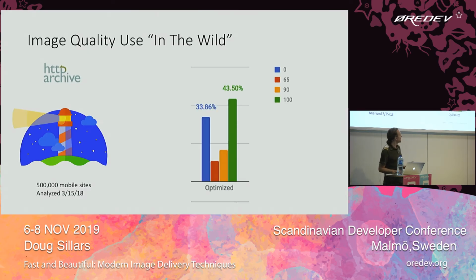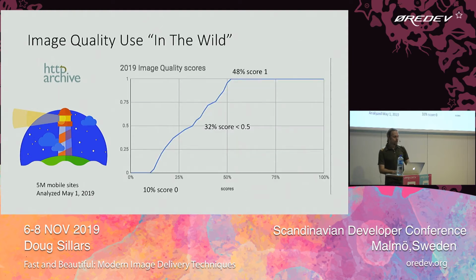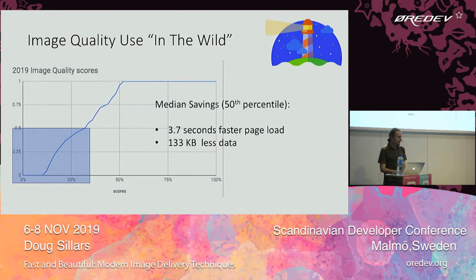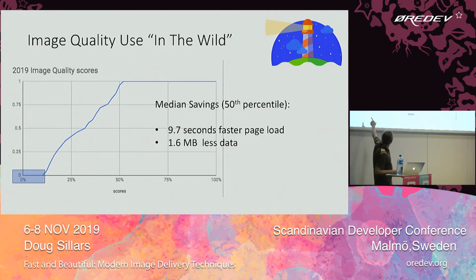A year ago, I looked, and 0 is bad. A third of the web was failing this a year ago. They changed the scoring, and now still 33% are failing, right? Scoring less than a half, 48% are passing. The median web page here that is failing, if they save their images at 85%, would be 3.7 seconds faster on mobile and use 130K less data, right? That's an easy performance win. If you look at these folks down here at the bottom, we're talking like 1.6 megabytes less data, right? Huge performance improvements. But 85% is just a number that kind of works for most images.